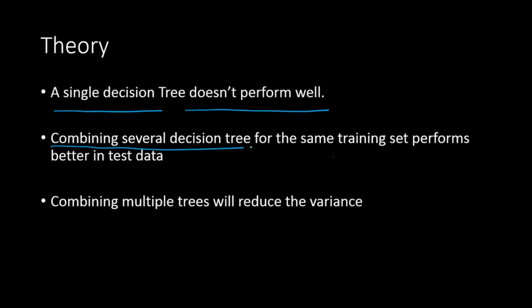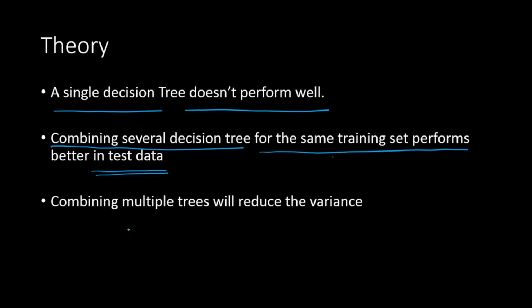If you are using several decision trees to model the same data, we'll be able to achieve higher efficiency or better accuracy of the model. So the way to go about it is to combine several decision trees for the same training set, which would perform better on the test data. So that's the idea behind bagging. Bagging is just a combination of several decision trees, in a nutshell.